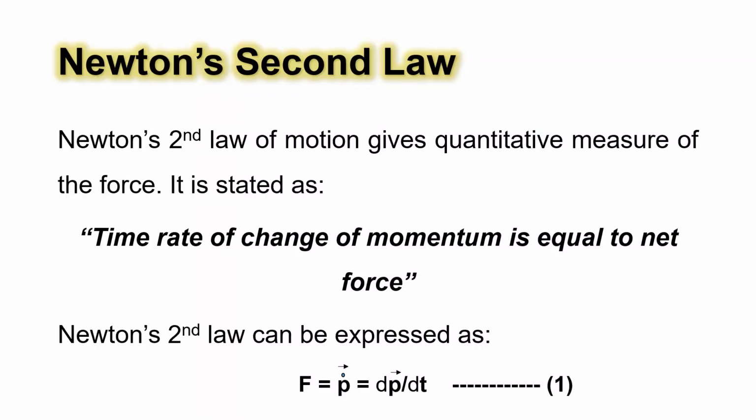Newton's second law can be stated as: the time rate of change of momentum is equal to force. According to Newton's second law, that is represented as F equals p dot, with a dot above the vector p. You know that for the first-order differential we draw a single dot on the symbol of the vector form, and that p dot will be equal to dp over dt. We will give it equation number 1.